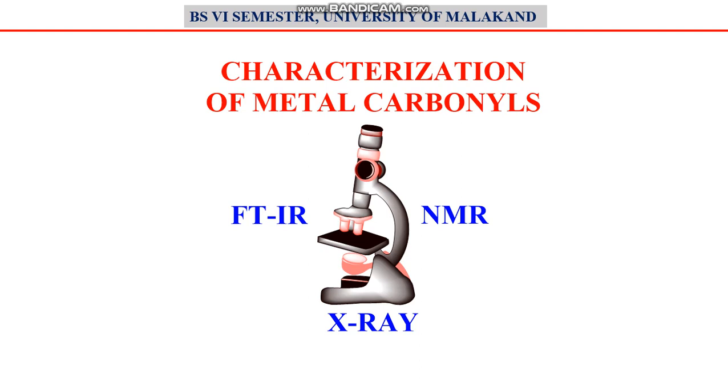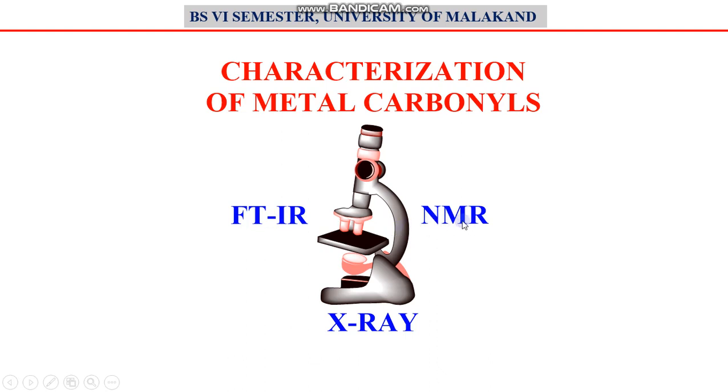They are FTIR, which is extensively used in characterization of metal carbonyls, and probably this is the only technique which has been extensively used in characterization or structural determination of metal carbonyls. Then NMR, although the most reliable, is less used as compared to FTIR, and we will also come to the reason why NMR is used less.